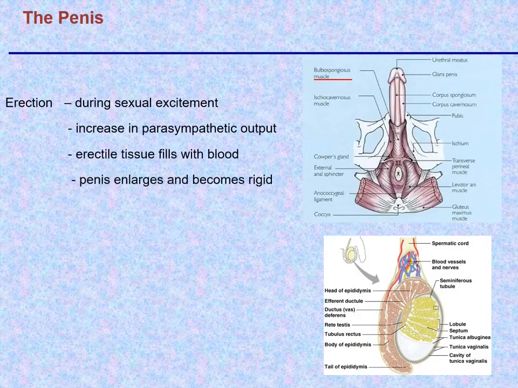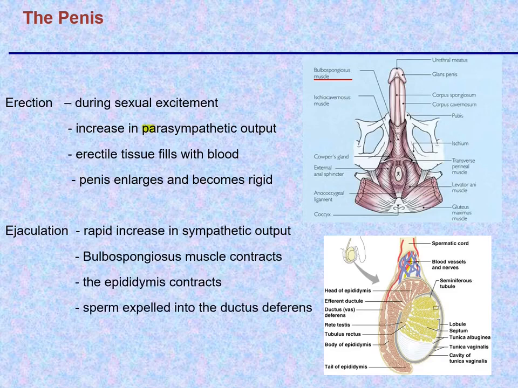So, during sexual excitement, again, there's an increase in parasympathetic output and the erectile tissue fills with blood, and the penis enlarges and becomes rigid. In ejaculation, instead of parasympathetic, you get a big surge in sympathetic nervous system output. So it's a sequential sexual act, in the male and in the female actually: upregulation of parasympathetic followed by a rush of sympathetic output, and it's that rush which is the orgasm.